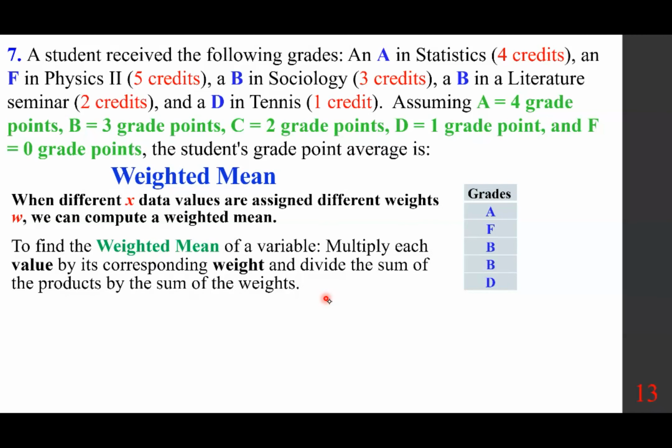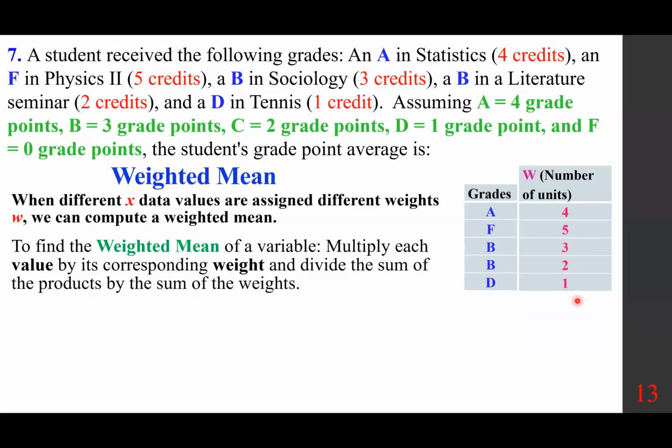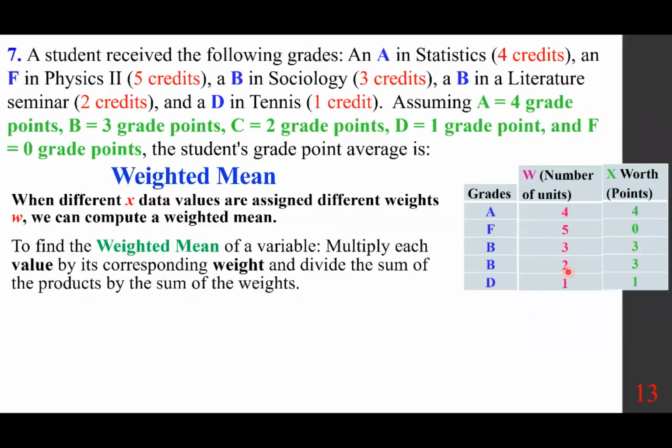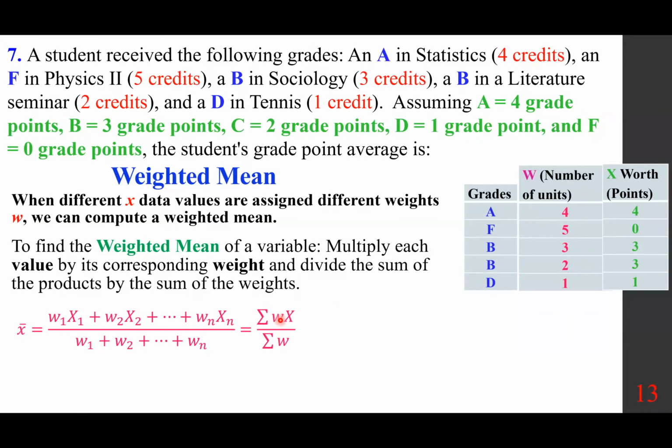So we have the following grades, their weight or the number of units, and how much they are worth. A is worth 4 points, F is worth 0 points, so forth. These are the number of units we are dealing with in this case. So the formula is X bar is summation of WX over the summation of W.